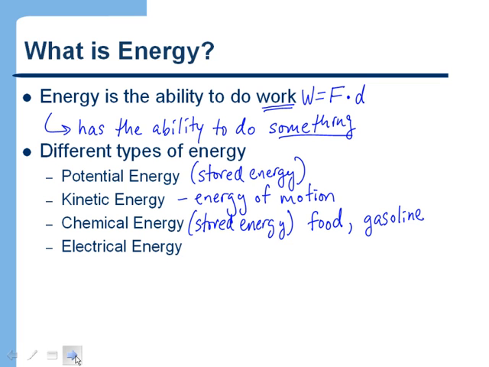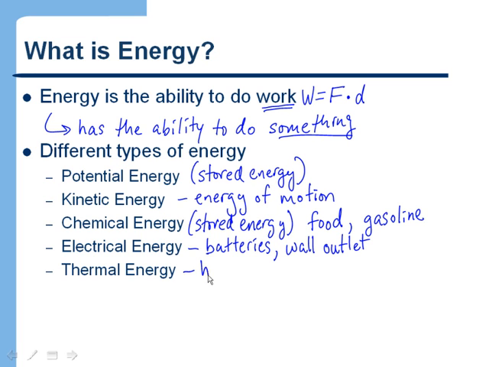Another type of energy is electrical energy. And we're all familiar with electrical energy. That's what batteries provide, as well as what the wall outlets provide. Another type of energy is thermal energy, and that's the energy associated with heat.